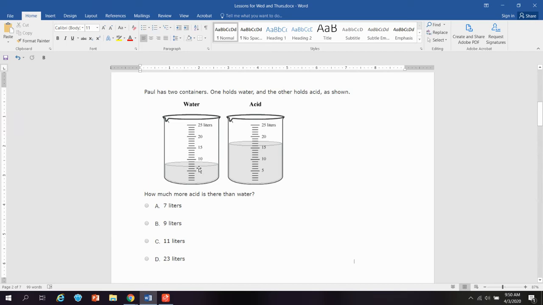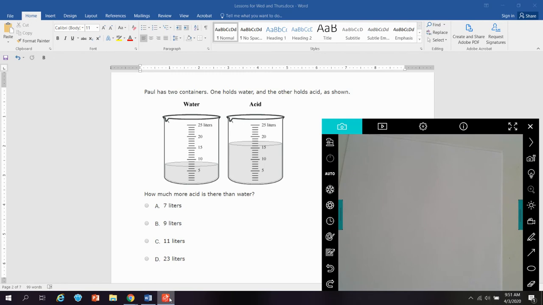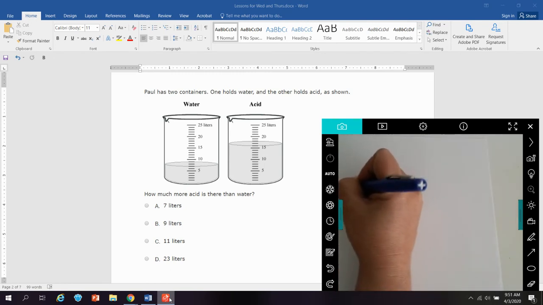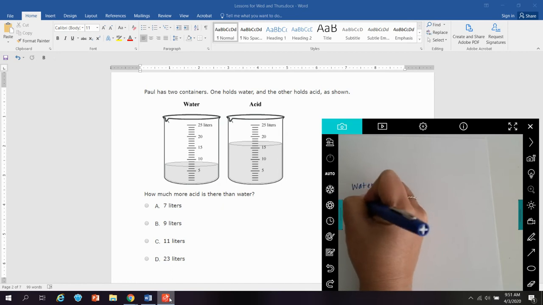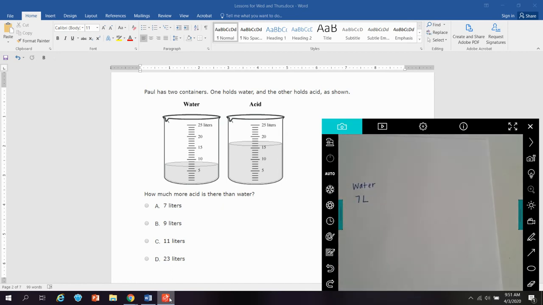If I look, the water is at the second tick mark above the 5. So I just have to count up: 5, 6, 7. So in the water container, there are 7 liters. All right, I'm going to write that down. So water has 7 liters. Remember, my L stands for liters.